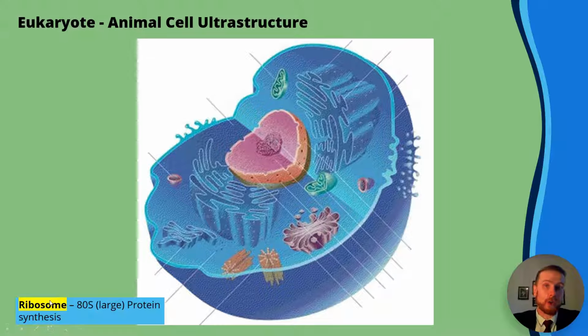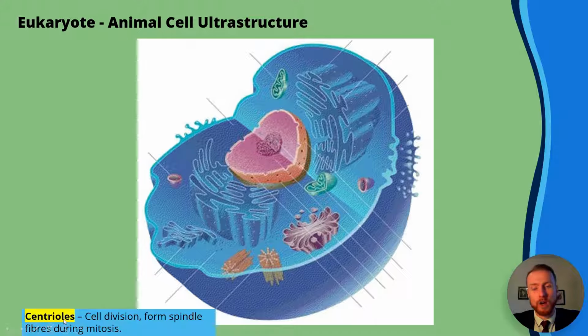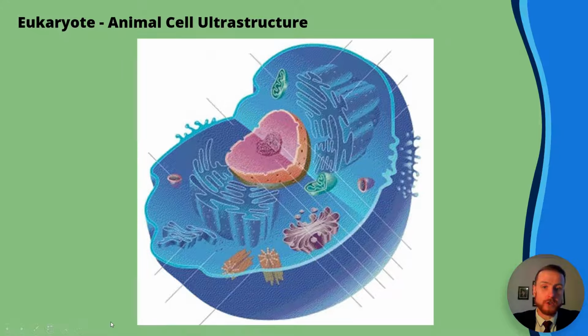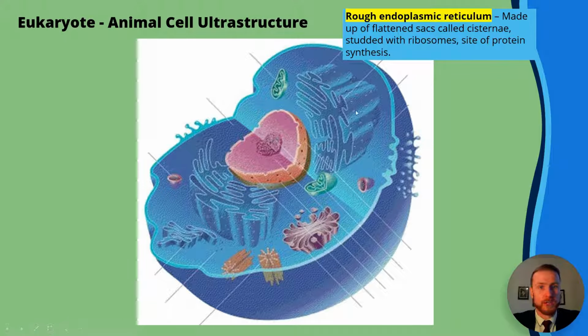Because eukaryotes are larger and more complex, they also have larger ribosomes, the 80S ribosomes. Next, we have the centrioles. They're responsible for cell division, and they form spindle fibers during mitosis. We then have the rough endoplasmic reticulum, which you can see at the top right here. It's made up of flattened sacs called cisternae, similarly to the smooth endoplasmic reticulum, but this time it's studded with ribosomes, and that's where it gets the name rough from. The ribosomes make it rough. Because ribosomes are the site of protein synthesis, proteins will be synthesized at the rough endoplasmic reticulum.